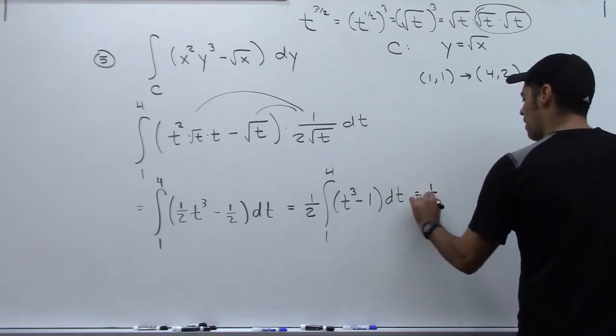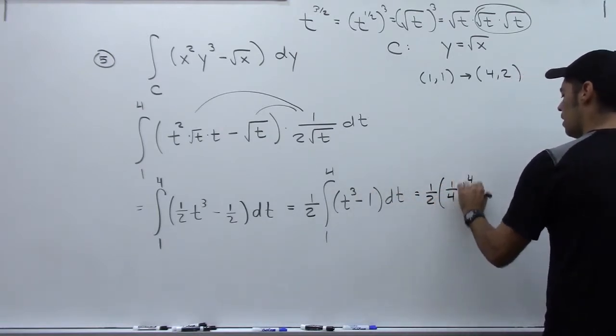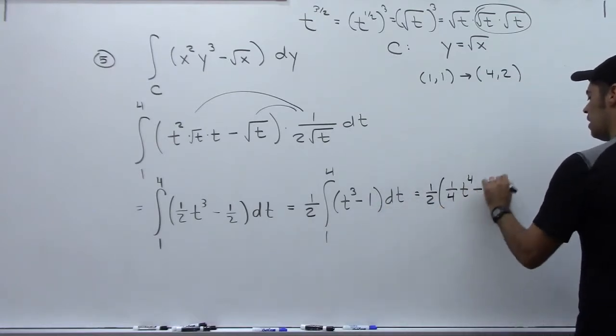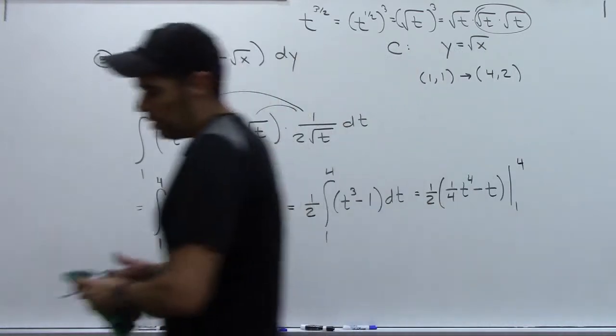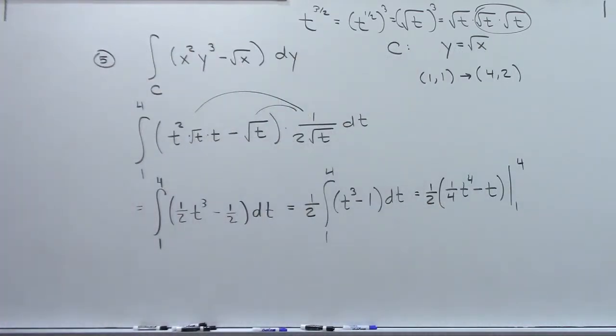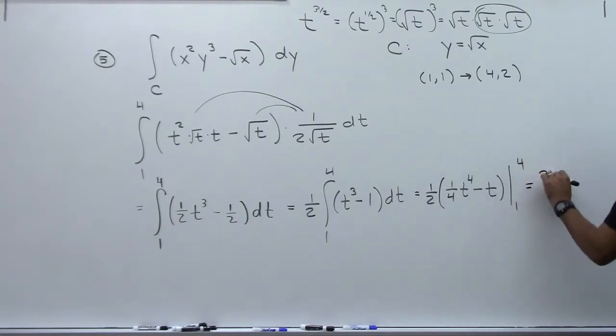And this is 1/2 times the antiderivative here, 1/4 t to the 4th. The antiderivative here is t, from 1 to 4, and then plug in. So here's number 5. Let me just tell you what the answer is, 243 over 8. So I'm not going to go through that work.